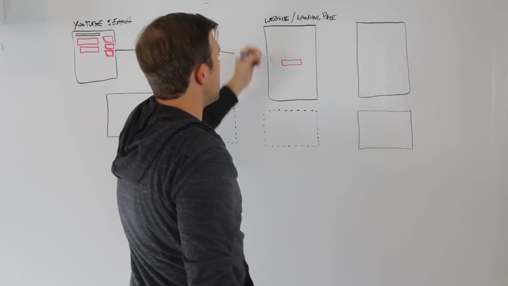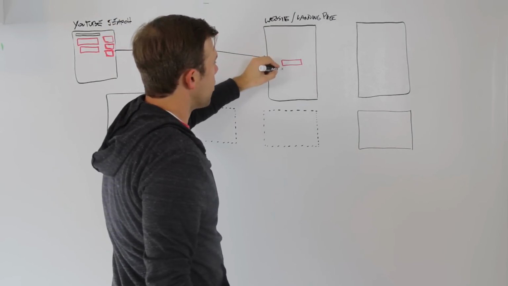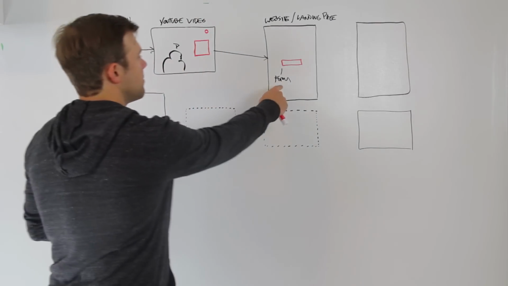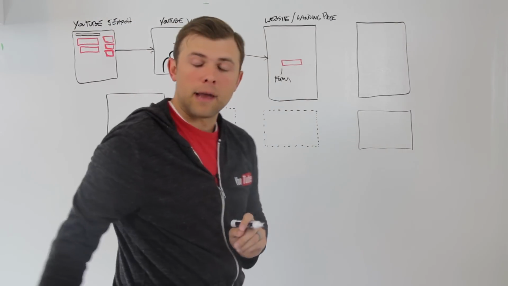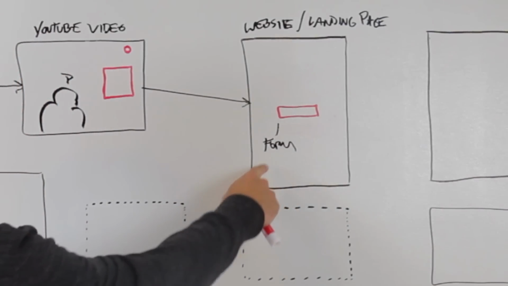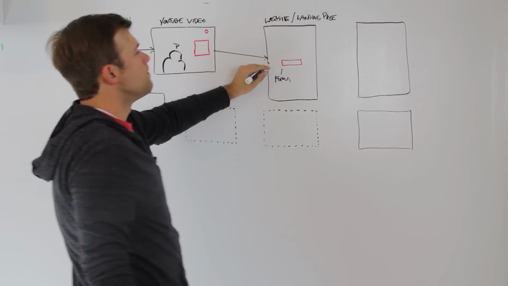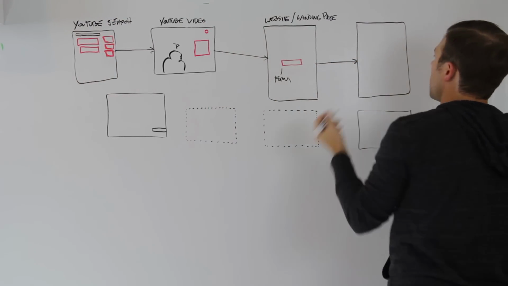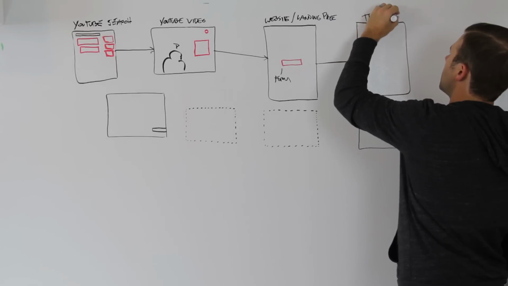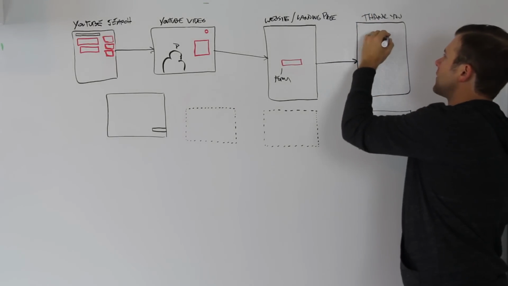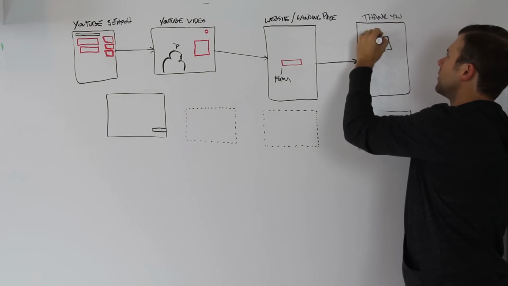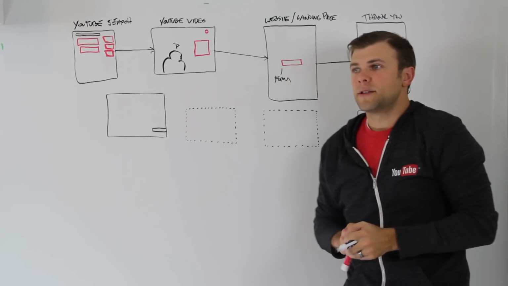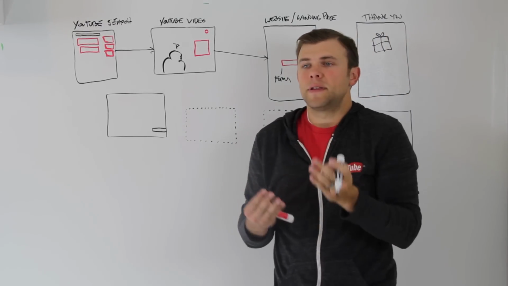This is basically an offer, and this right here is a form that people can fill out to generate leads. That's really bad handwriting. People fill out the form, and then what happens? Then they go to the thank you page. And this is where you deliver the gift or the offer, whether that's a free consultation or maybe a free ebook or something. It's something that we can track.